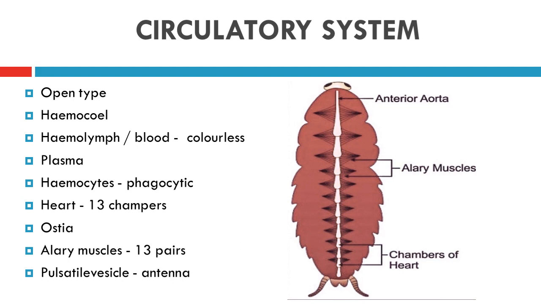Let us see what regions are involved in the circulatory system. The first point, of course, is that the circulatory system is open type since there are no well developed blood vessels. The second point is the hemocoel. What do we mean by hemocoel? The body cavity is known as the hemocoel, and it is filled with a fluid known as hemolymph. The hemolymph is considered as blood here. This blood is colorless. Why is there no color? Because of the absence of hemoglobin.